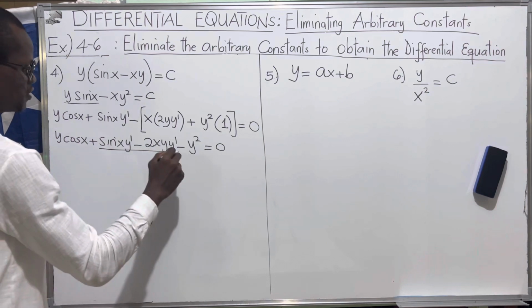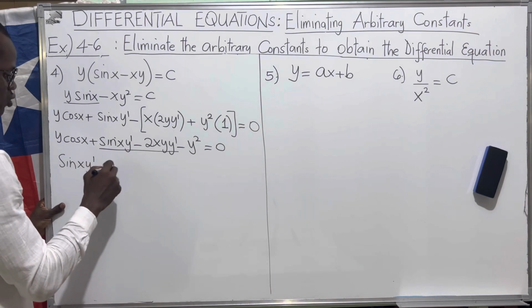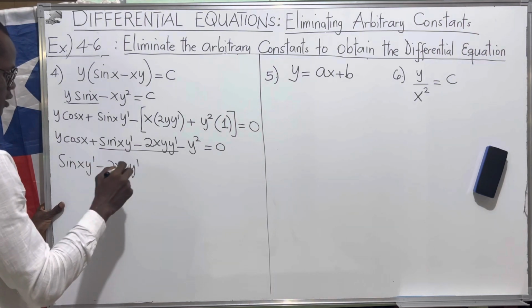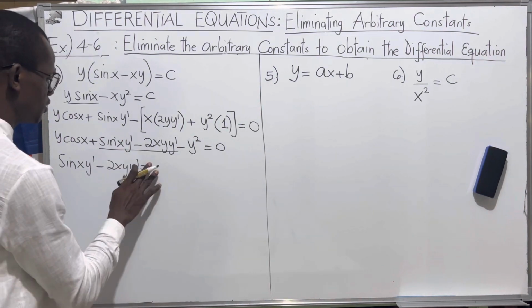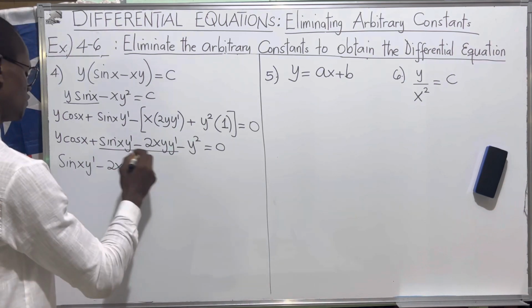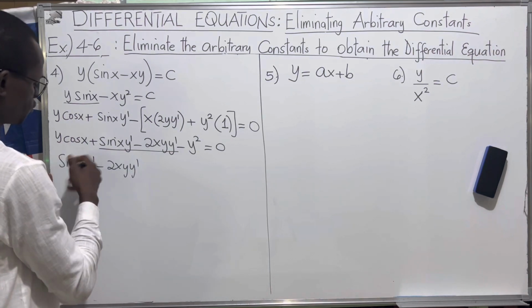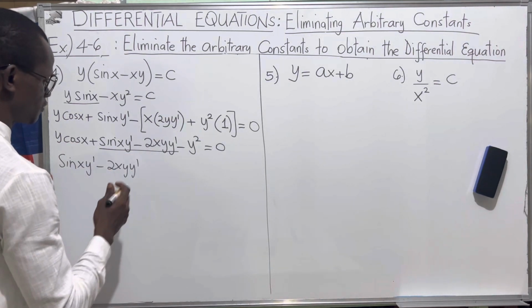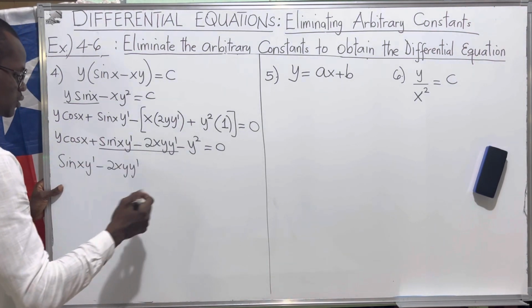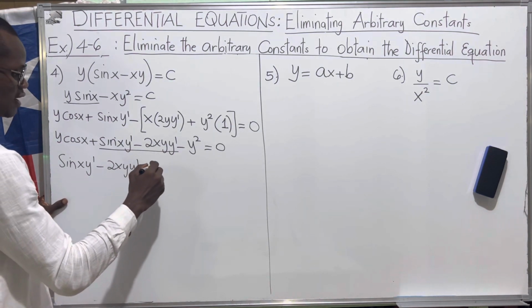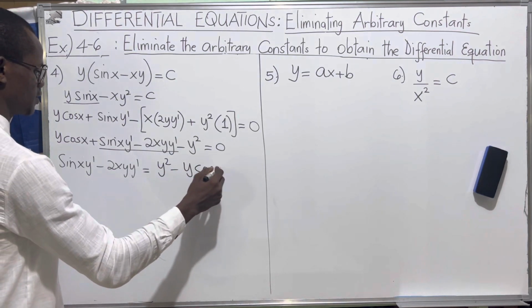We can decide to group all of the terms with y prime, so y prime minus 2x y prime. And then we send the remaining terms across the equal sign. If we wish, we can maintain it on one side, whichever way. Let's send it to the other side because we want to factor out y prime and divide both sides. If we send it across, we have y squared. This goes across as well. You have y cos of x.